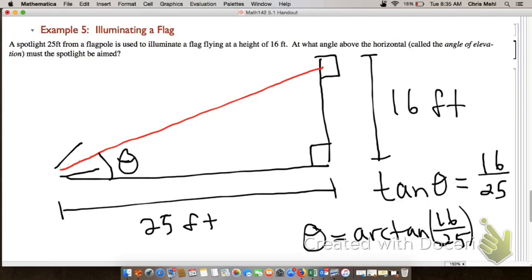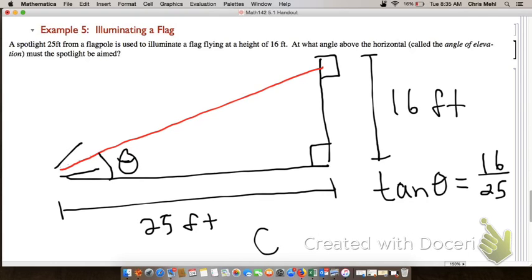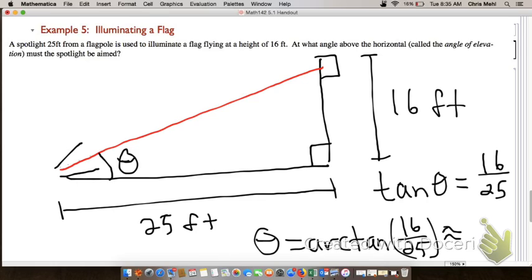I've run out of room here, but let me rewrite this somewhere else. So theta is going to be arctan 16/25, and then I'll round that to 2 decimal places. I'll get my calculator out, make sure you're in degree mode. Hit the tangent inverse button, and you will see that you get 32.62 degrees.